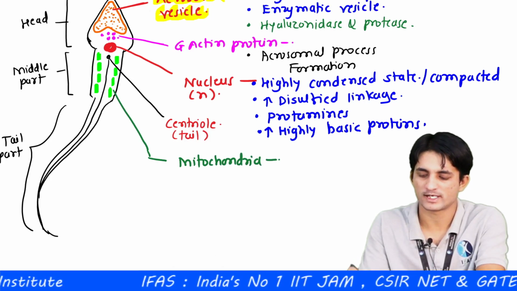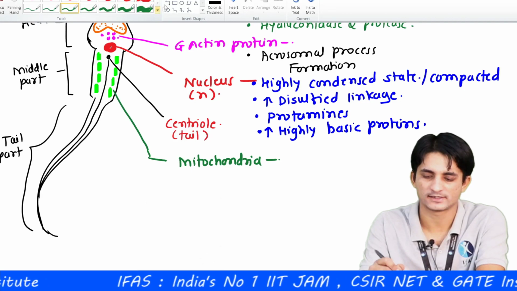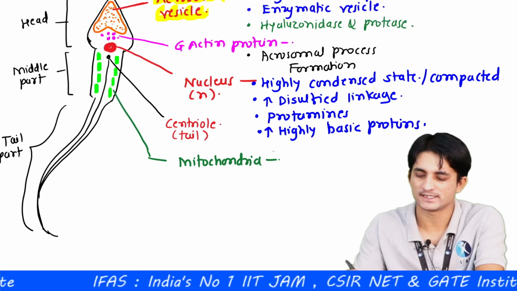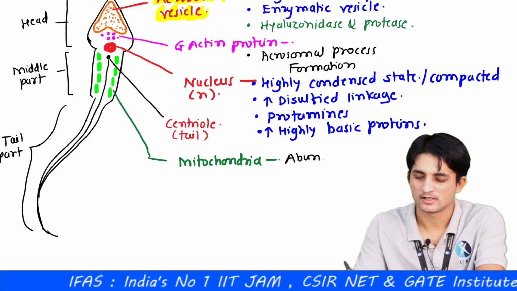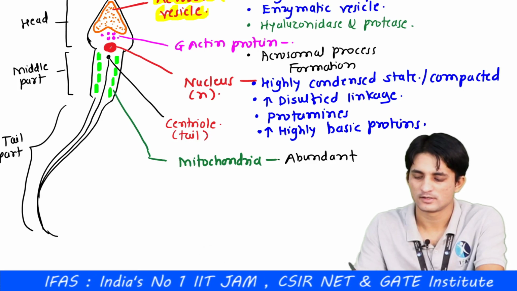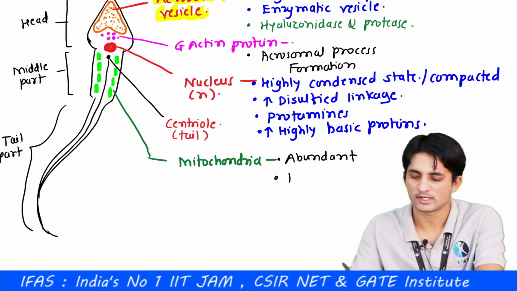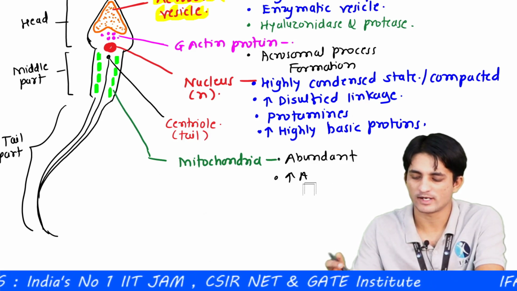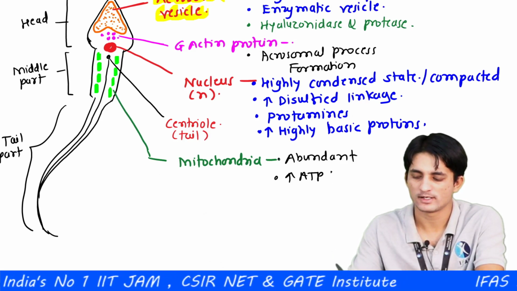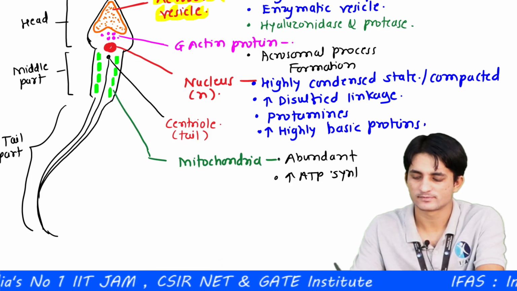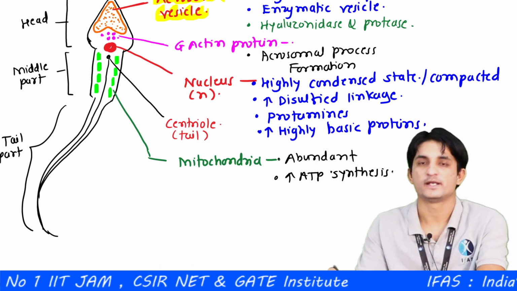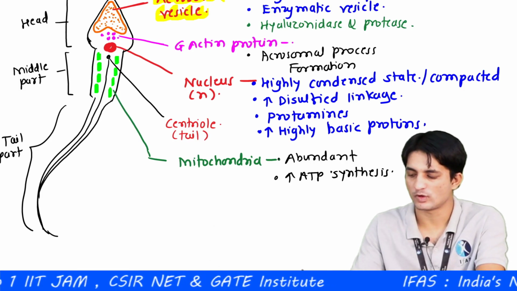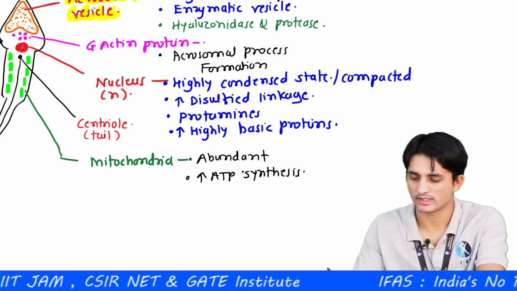So mitochondria are abundant, and they are required for high ATP synthesis. Energy is required for the movement, and therefore the ATP synthesis is done by the mitochondria. So that is the role of mitochondria.